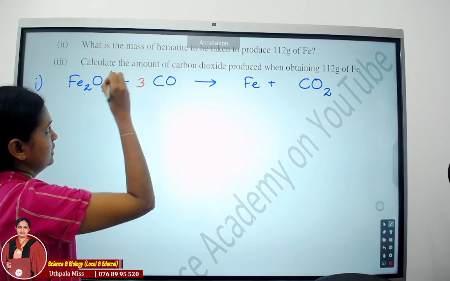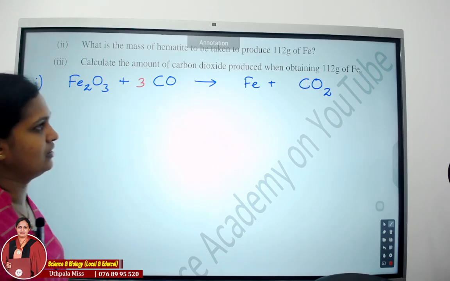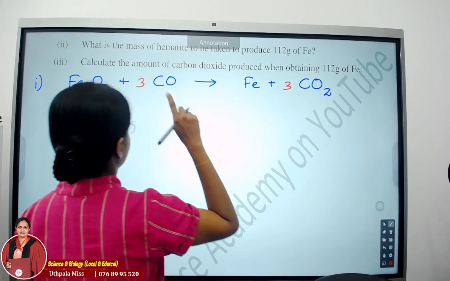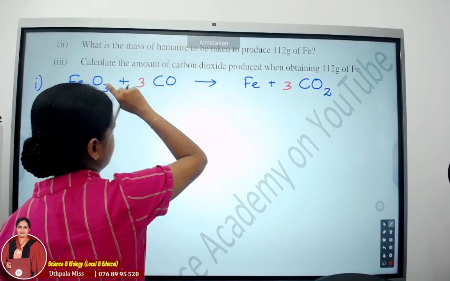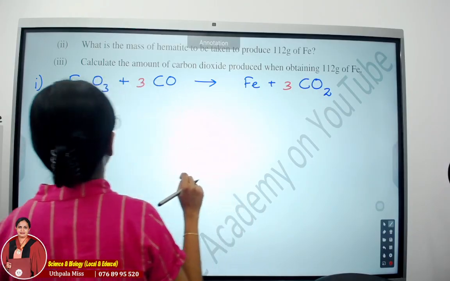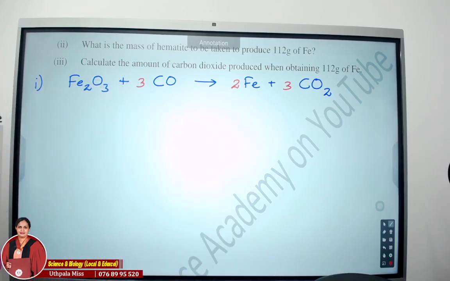So we put an odd number. 3 carbon, 3 oxygen, so 3 plus 3, altogether 6. 3 carbon dioxide, 3 carbon, 3 carbon. It was 3 oxygen plus another 3, 6. 3 into 2, 6. Then what about iron? In front of Fe, I have to put 2. Right? Did you balance the equation in that manner? Then you are asked, what is the mass of hematite to be taken to produce 112 grams of iron?